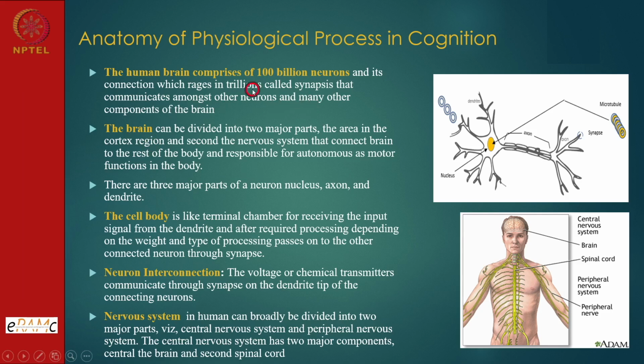So, the human brain comprises of 100 billion neurons, and these billions of neurons, they may be active or they may be in their lowest dormant stage, but they are live, okay. And so, you can understand how complex the structure of the brain is.